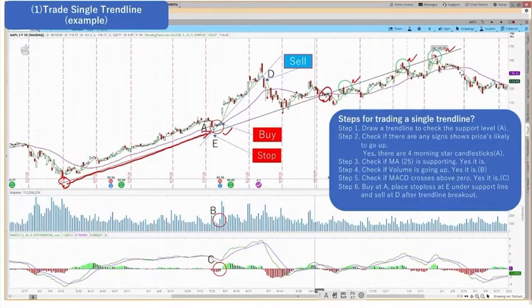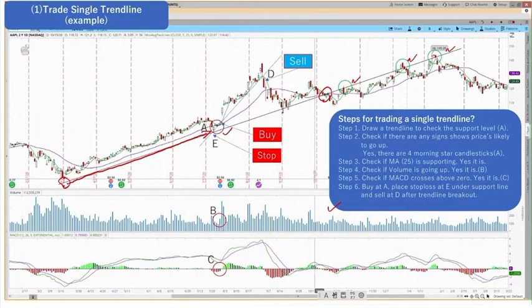Now just put the setup right in here, so you can see here the steps for trading a single trend line. Step 1, just to draw the trend line and to check the support level A. Yeah, it's a support level. And number 2, check if there are any signs to show the price is going up. Yeah, we find out that there are 4 morning star candlesticks. You can see very small, but you can see there. This is a very, very important sign for the price going up.